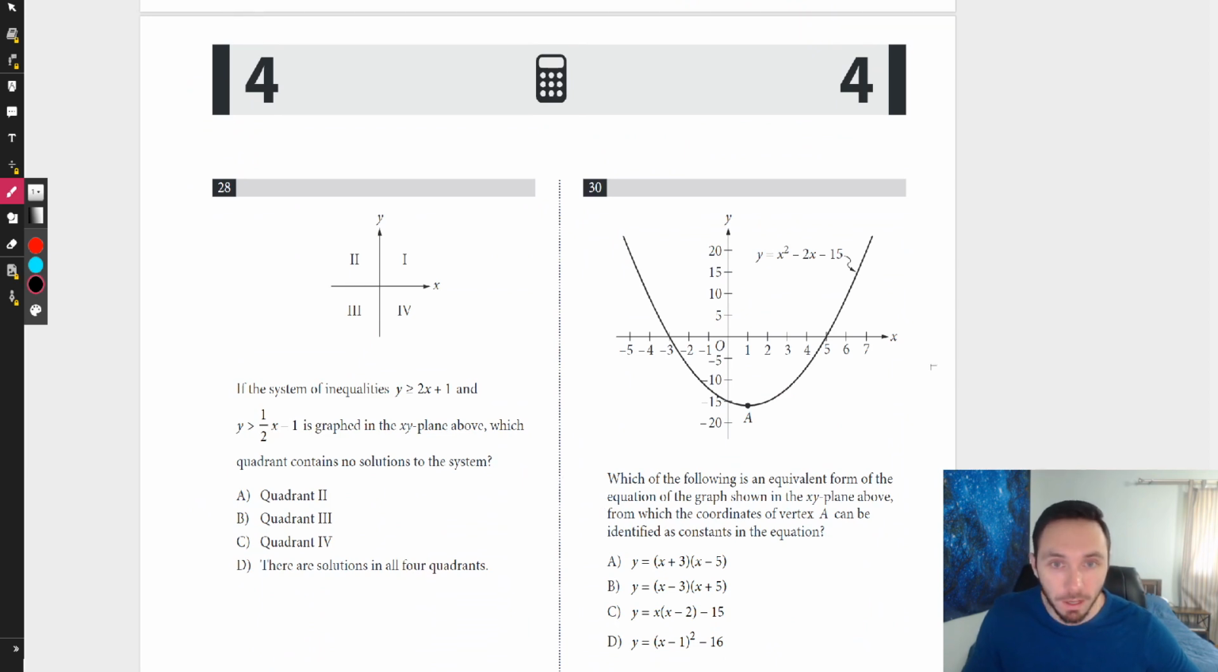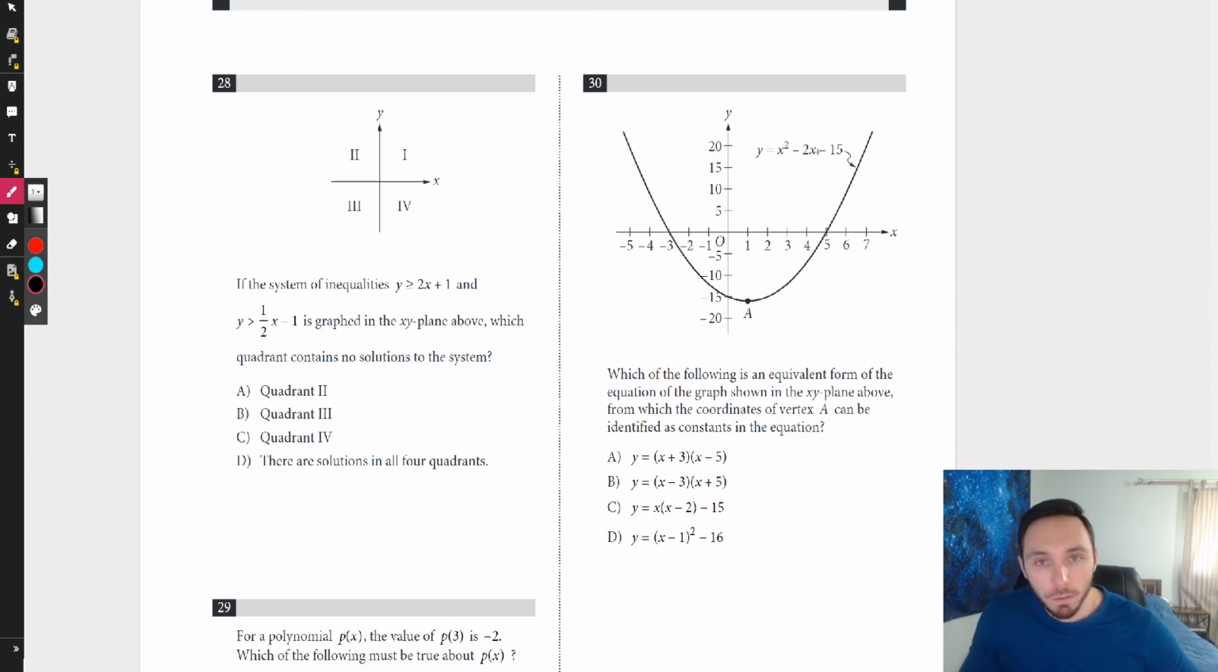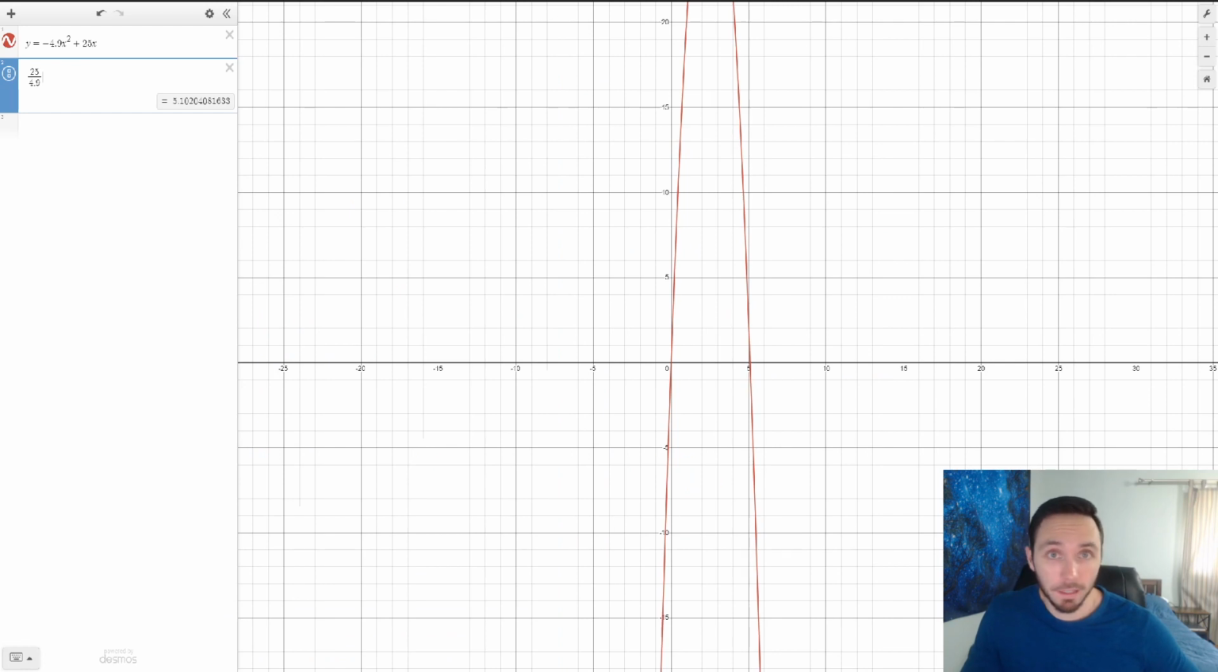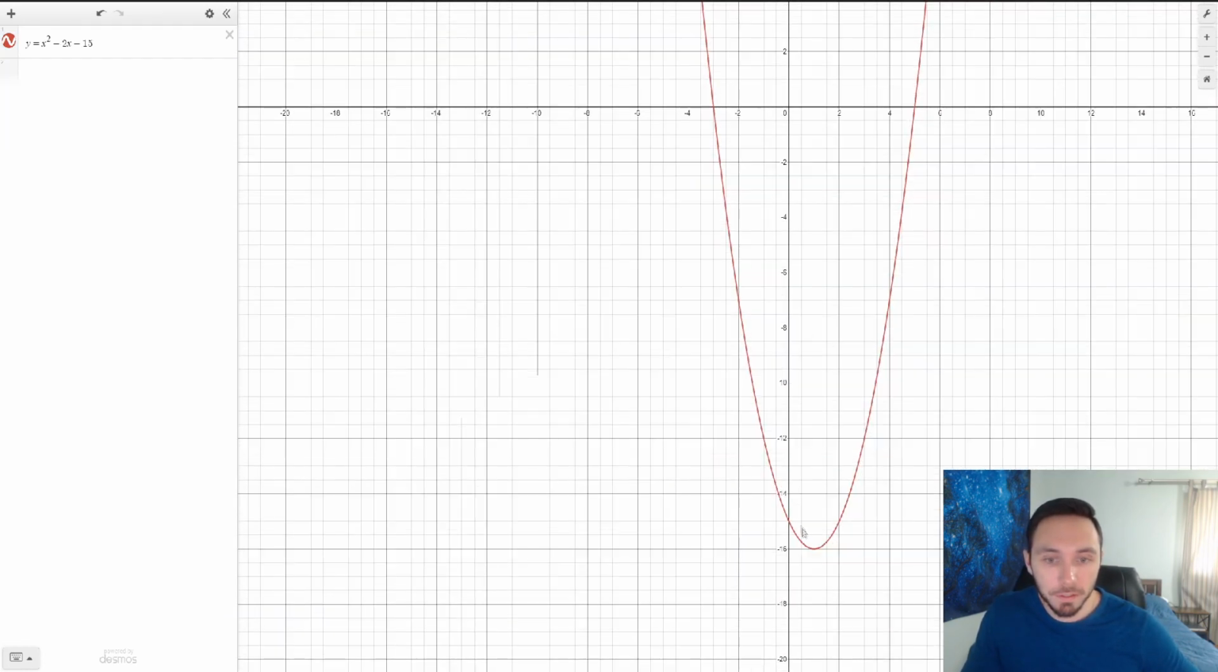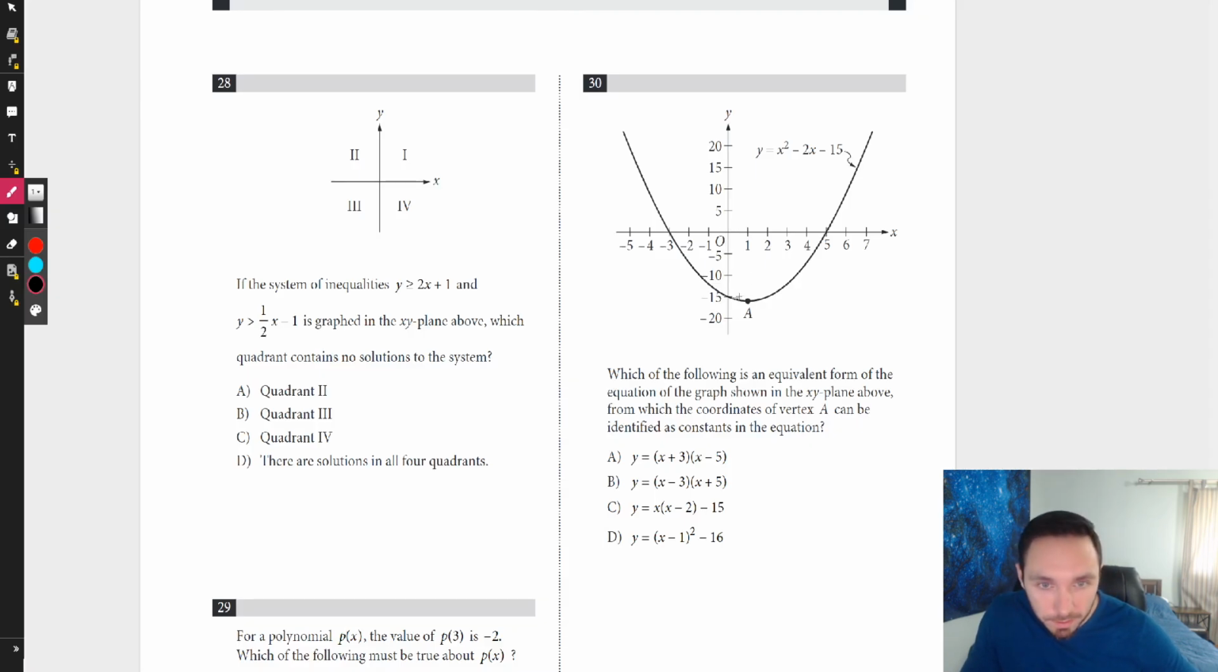Let's do 30. We have this parabola x squared minus 2x minus 15, which looks like this on Desmos. Looks like we have a y-intercept here of (0, -16), which can be verified pretty easily mentally, a little lower than negative 15. Anyway, which of the following is an equivalent form of the equation of the graph shown in the xy plane above, from which the coordinates of the vertex A can be identified as constants in the equation? That wording's kind of awkward. Usually the SAT's a little bit better with the wording, but I think they just wanted to avoid saying vertex form.